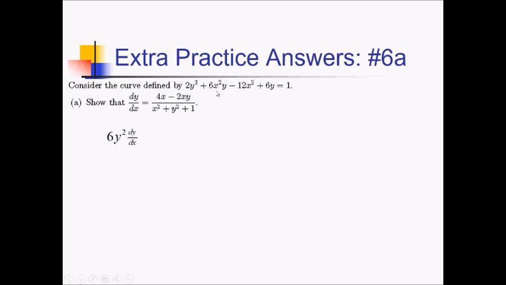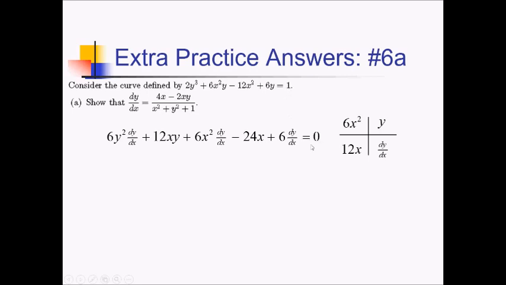This next expression is going to require the product rule. So I've got factors of 6x squared and y, and their derivatives are 12x and dy over dx. Multiplying that out with the ribbon, I've got 12xy that I'm adding in here now, plus 6x squared dy over dx. Moving on to the next term, this is going to be negative 24x, and then this last one is going to be 6 dy over dx, equaling the derivative of 1, which is 0.